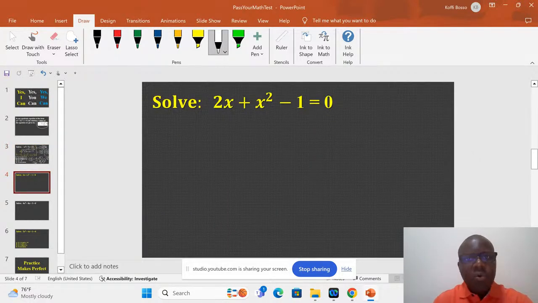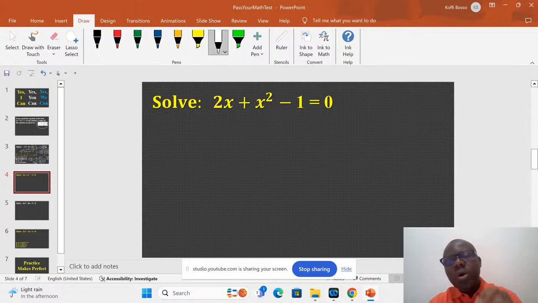Let's see the next question. Here we have 2x plus x squared minus 1 is equal to 0. And we want to solve this again using the quadratic formula. Understand that we have many methods to solve quadratic equations like this. But today I want to work on the quadratic formula.